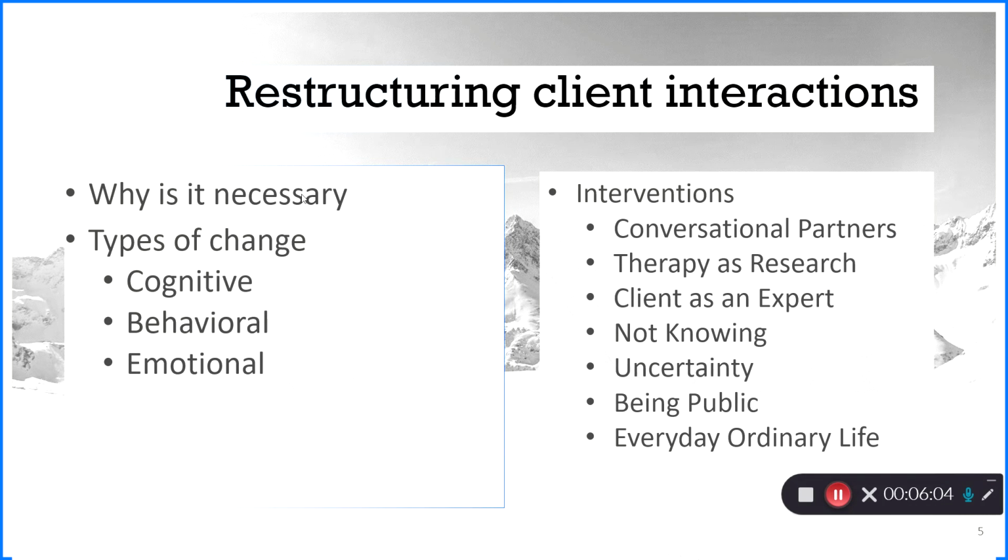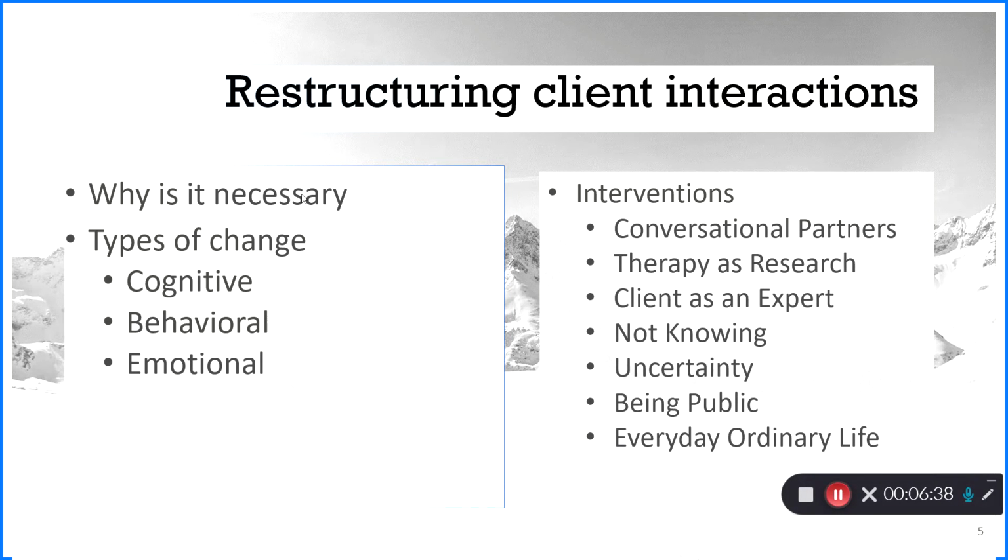Next is the client is the expert, which means only the client knows their experiences and their problem, and that the therapist doesn't have the point of view that the client does. Following is not knowing, which allows the client to create their own goals. Next is uncertainty, which is where the client and therapist don't know where the conversation will take them.